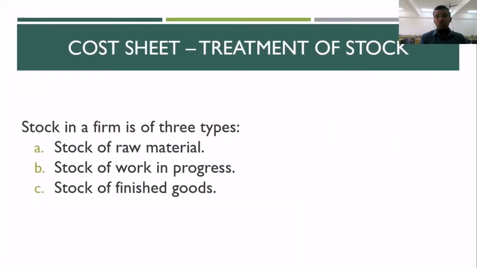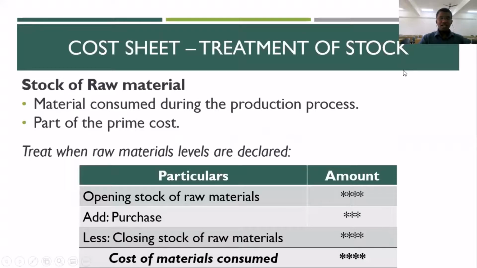When we talk about stock in a firm, the stock in a firm can be of three types. You have stock of raw materials, you have stock of work in progress, and then you have stock of finished goods. I'll repeat, the stock in a firm is of three categories. Let's touch upon each of these one by one, and then we will see how we can go about treating them when it comes to the cost sheet.